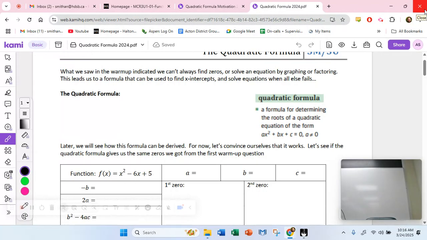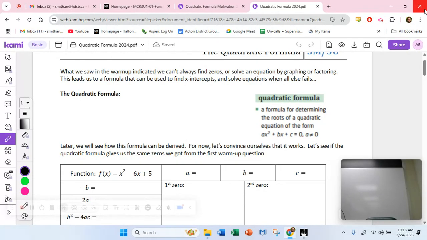what we saw in the warm up is that we can't always find zeros by graphing or by factoring. This needs us to use something different. The tool that we're going to use to help find x-intercepts is called the quadratic formula. Now, I'm going to just put up the quadratic formula here.